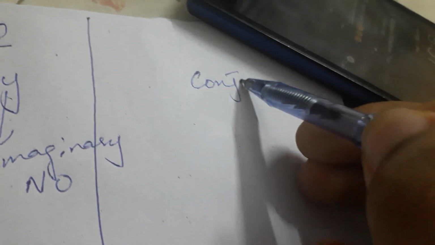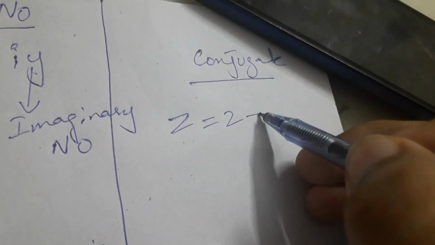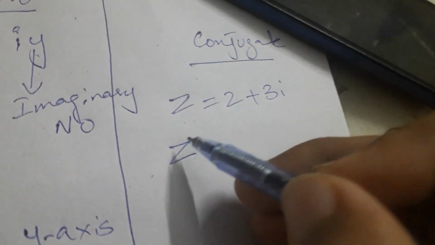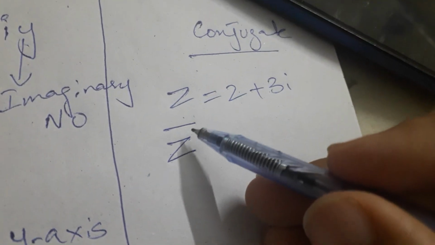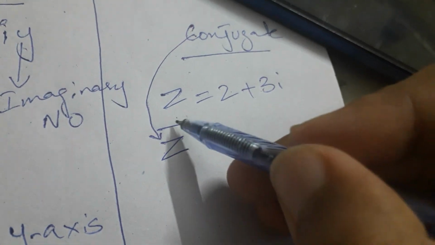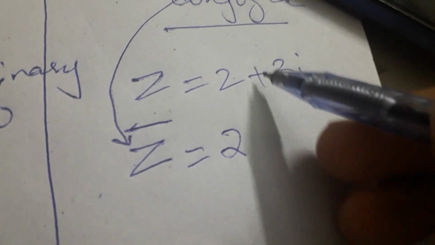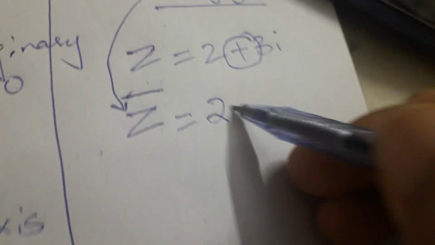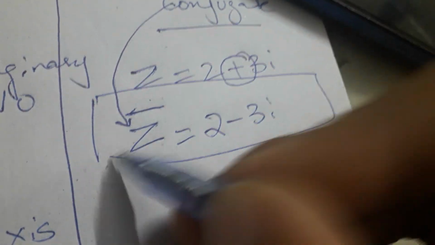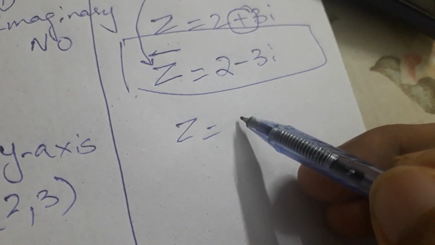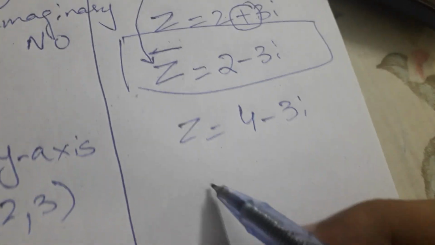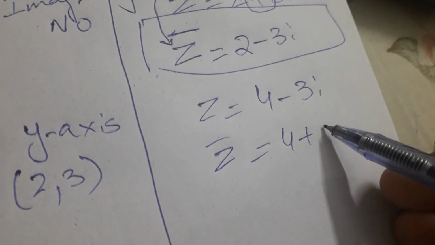While for the conjugate, we can simply change the sign of the imaginary value. This is the sign of the conjugate, and simply we change the sign of the imaginary value. Here it's plus, so we put minus. Or let's suppose a question in which we have minus 3 iota, then the conjugate will be positive.